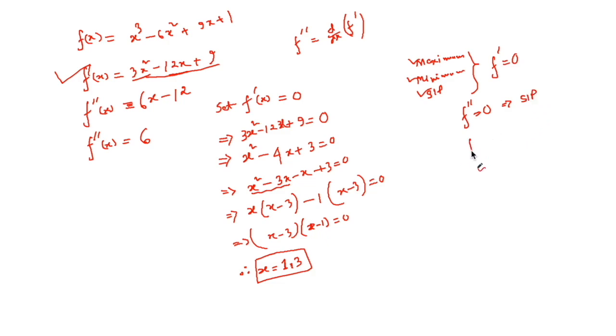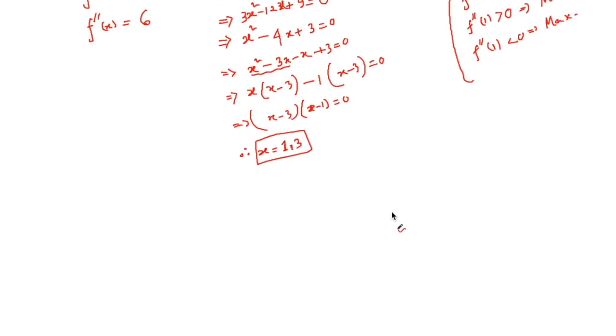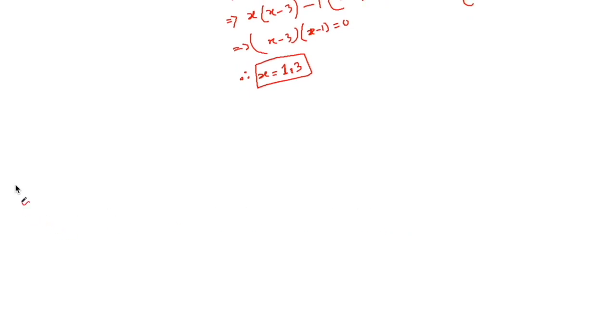If second derivative at 1 is positive, then there is a minimum point at x equal to 1. If second derivative at 1 is negative, then there is a maximum point at x equal to 1. So we need to check at x equal to 1 and x equal to 3 separately. So first let us check at x equal to 1.